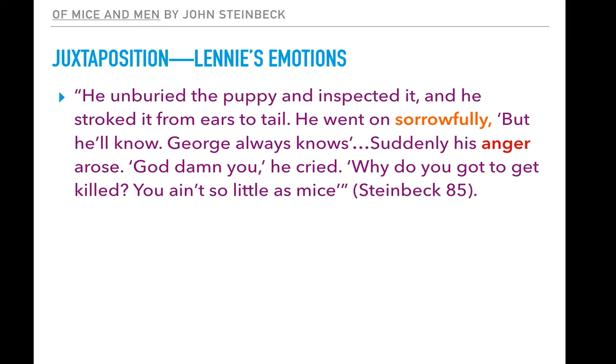Another thing, and this is all on the same page, is Lennie's emotions and how they're juxtaposed there. In this example, "He unburied the puppy and inspected it, and he stroked it from ears to tail." This is after he's killed his little puppy. "He went on sorrowfully, 'But he'll know. George always knows.' Suddenly, his anger arose. 'God damn you,' he cried. 'Why do you got to get killed? You ain't so little as mice.'" So these contrasting feelings of being sorrowful, feeling bad, and then being angry, all within the same moment, show what Lennie deals with in his own mind.